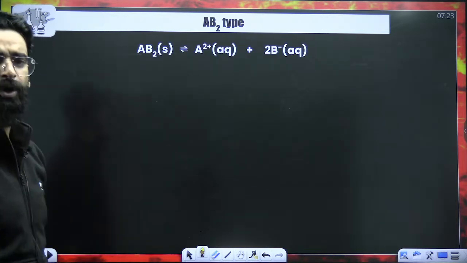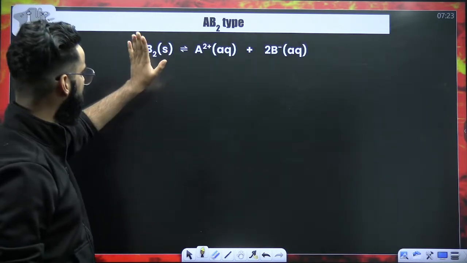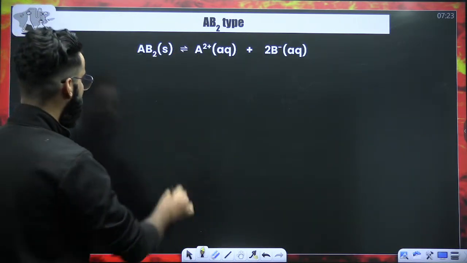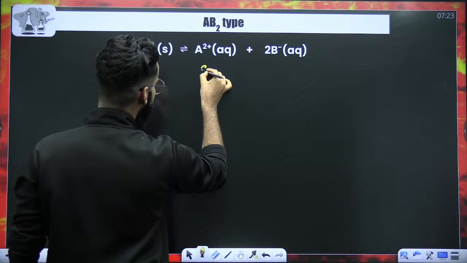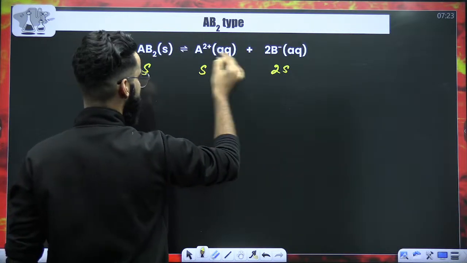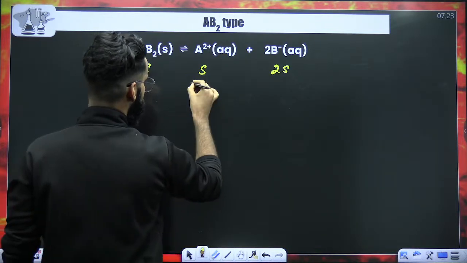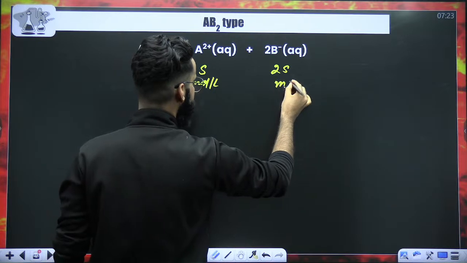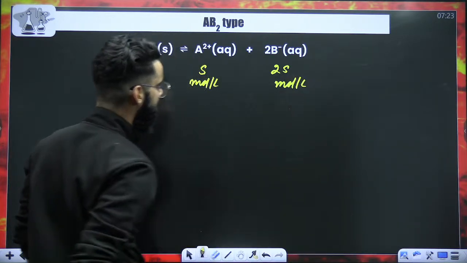For example, you have got the salt in this format, AB2 solid. It gives A2 positive plus 2 times B negative. This is how it's going to get dissociated. Let's assume its solubility is S. This will be S, and this will be 2 times S, because 1 mole gives 2 moles. From S, you get 2S. So this S is the concentration of A2 positive in the solution, and this 2S is the concentration of B negative in the solution.